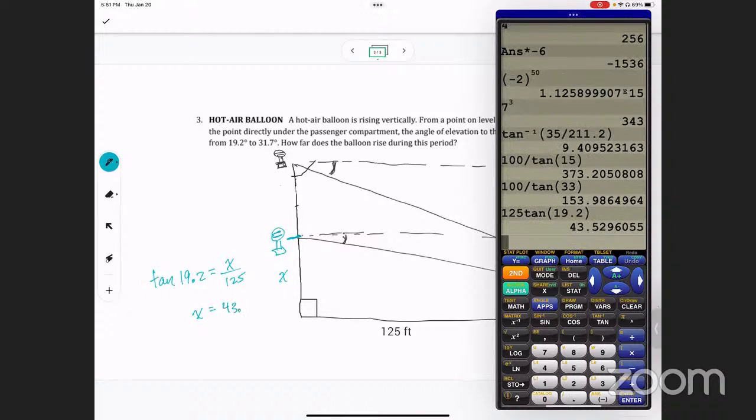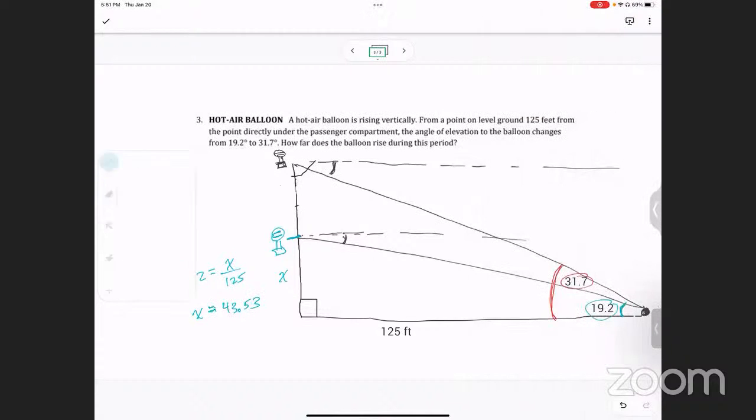So that's 43.53. And what's the red equation gonna be? So basically it's gonna be tan of 31.7. Actually, would it be? Sorry, I'm trying to figure out, call it Y. Okay, yeah, it's 31.7. So it's gonna be tan of 31.7 equals Y over 125.